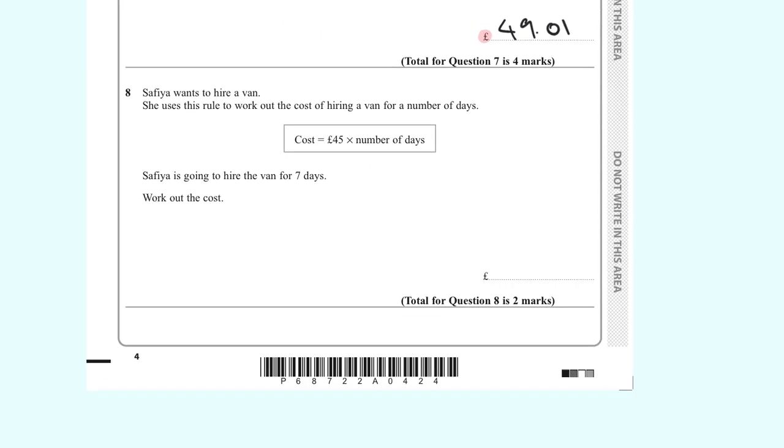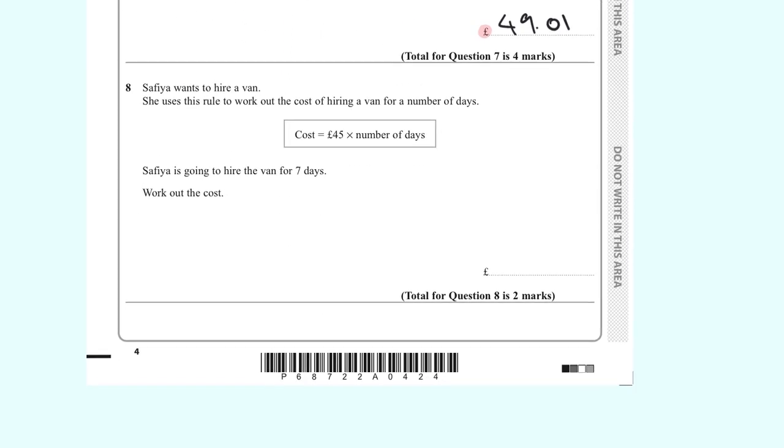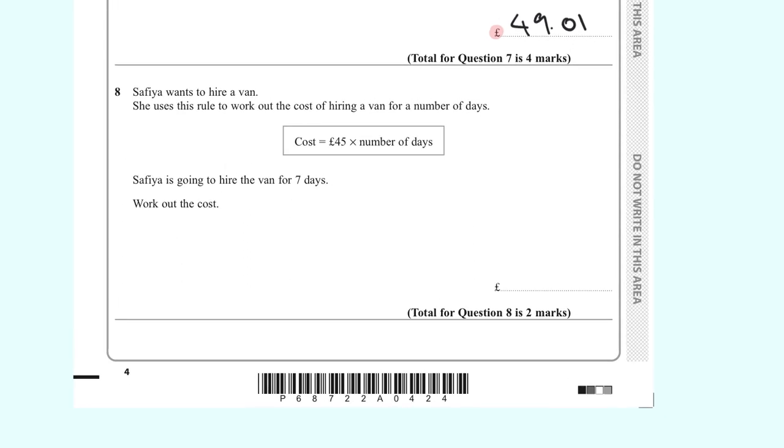Next question. Safia wants to hire a van. She uses this rule to work out the cost of hiring a van for a number of days. So we've got some little formula thing we're going to be using. Right, so we're going to use this formula. So Safia's hired it for 7 days, so we've just got to work out the cost. Actually, not too bad a question, because we've got a formula. So we just need to put in our calculator 45 times the number of days, which is 7. Again, it's calculator paper, so don't waste your brain cells. Just write down your steps, and you'll get £315. Alright, on to the next one.